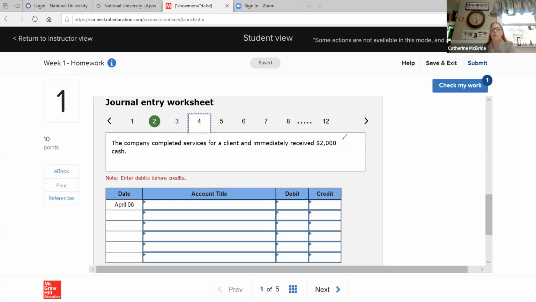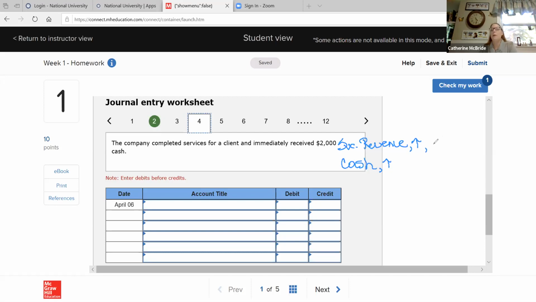So we have service revenue, and the other account is cash because they gave us the money right away. Did service revenue increase or decrease? Right, we have more revenue now than we did before. What about cash? Did cash increase or decrease? Yeah, it also increased because they gave us a check.